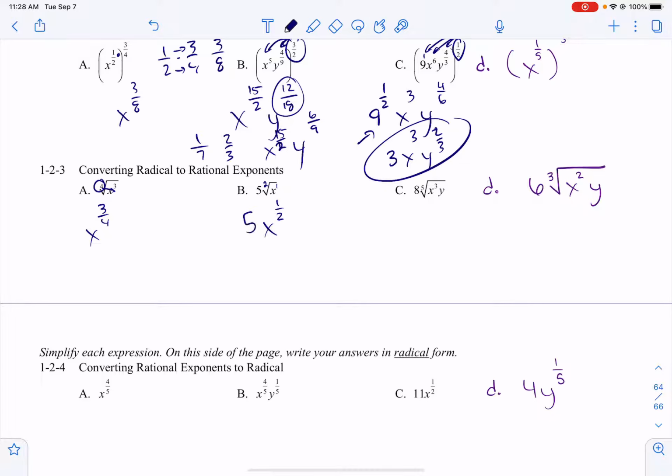And there's a big 5 out in front that's being multiplied. Part C, again, that 8's just out in front. The 5 goes to the bottom of each exponent.